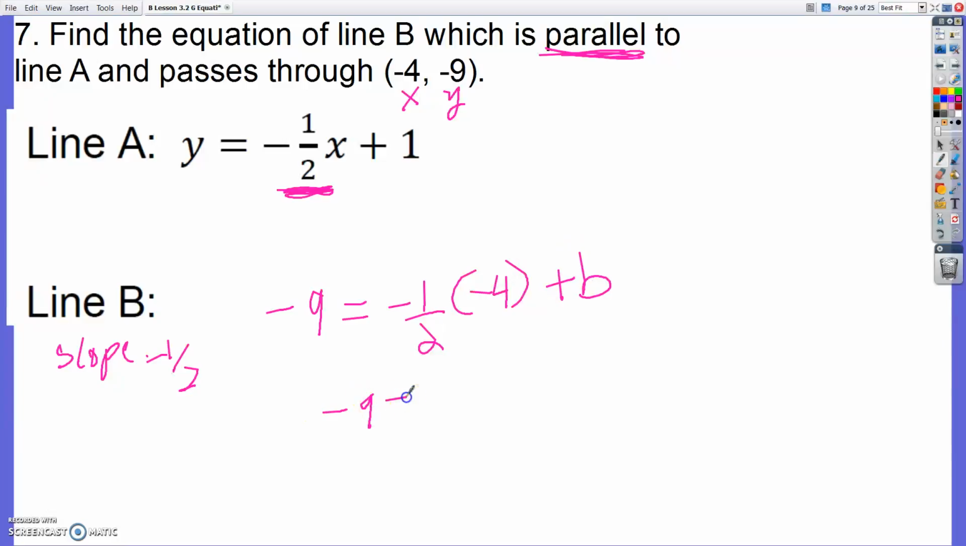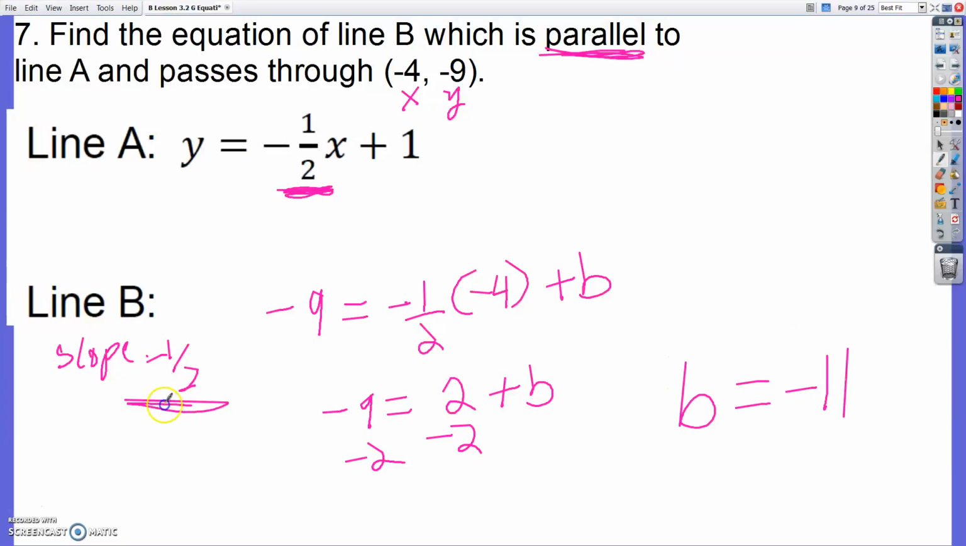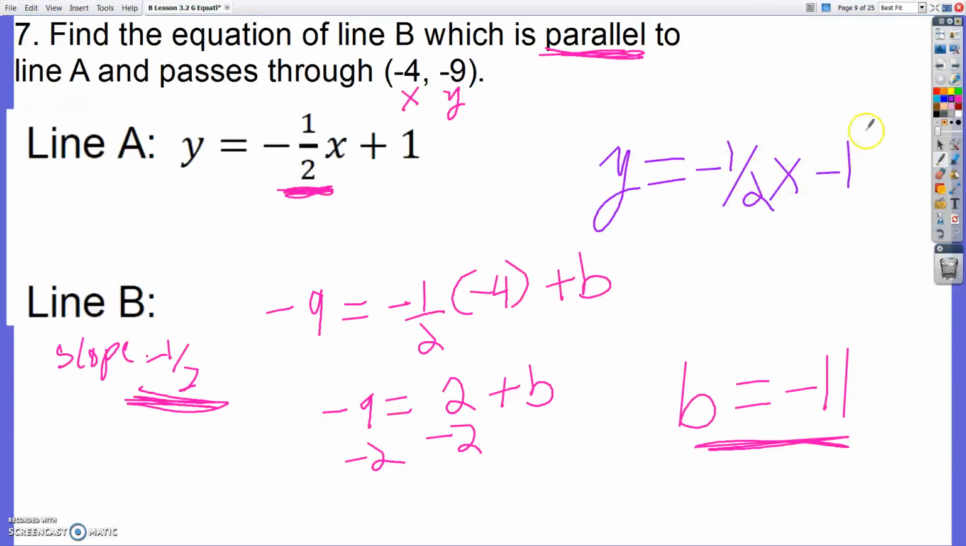Now I'm going to have negative 9 is equal to negative 1/2 times negative 4. Negative times a negative is a positive, and 1/2 of 4 is 2. From there, I'm going to subtract 2 on both sides to get b is equal to negative 11. So now I have my slope, which was the same as my line A, and I have my b value, which is negative 11. So the equation of the line, which I'm going to write in purple, is y equals negative 1/2 x minus 11.